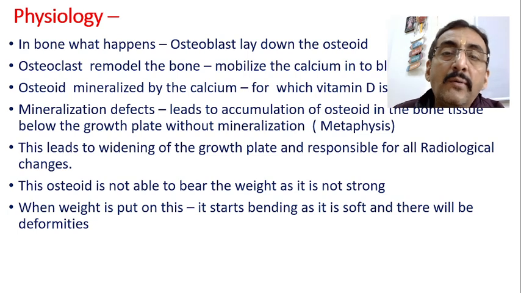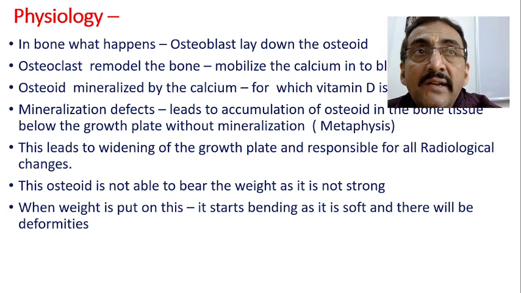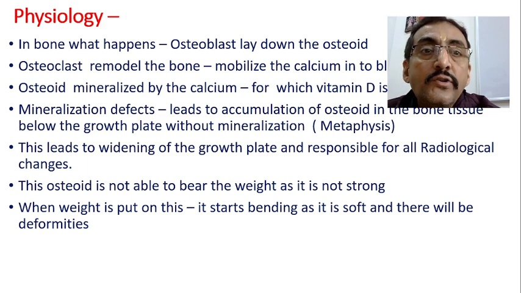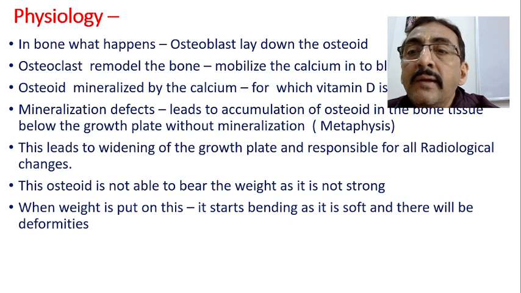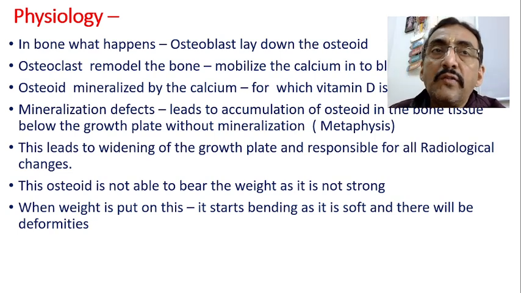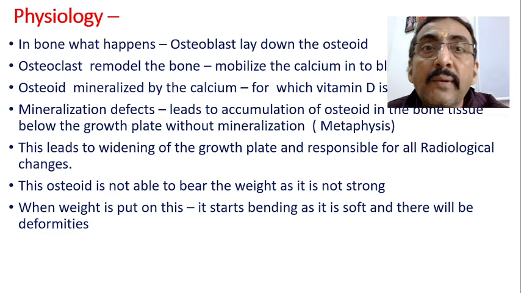This is what we have already discussed. The last layer is the osteoblast layer or osteoid layer. So that is very important. There are two things, osteoblast and osteoclast. Osteoclast is the one which remodels the bone. Osteoblast is the one which builds the bone. So that means it is remodeling. Some of the osteoids are removed and again remodeled. So they mobilize the calcium into the blood.